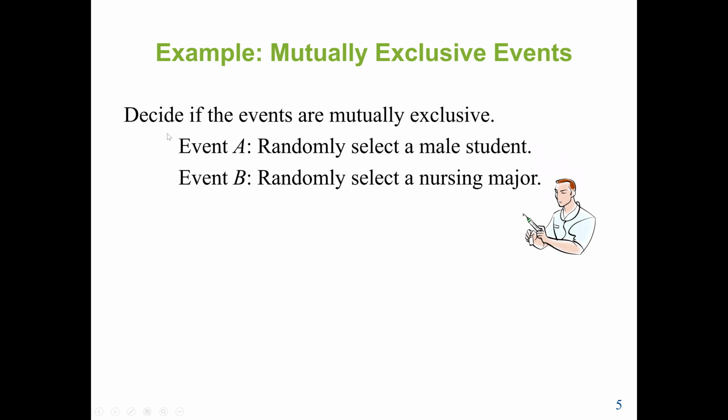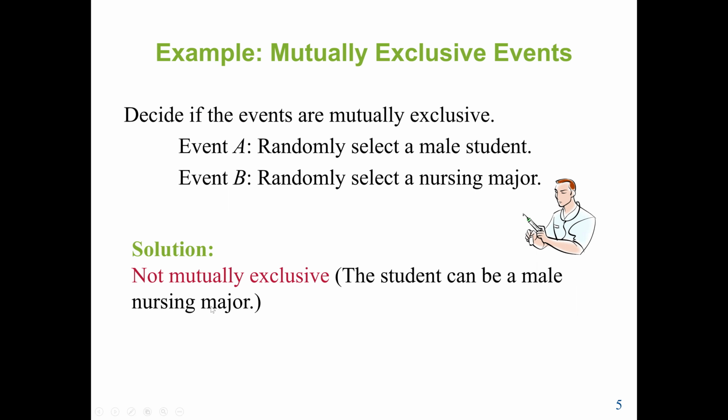The second question here says we should decide if the events are mutually exclusive. Event A, we randomly select a male student, and event B, we randomly select a NSC major. So this is not mutually exclusive. The reason is that we can have a male student who is also a NSC major. So this is not mutually exclusive. And let's see the solution. Not mutually exclusive because a student can be a male and also a NSC major.